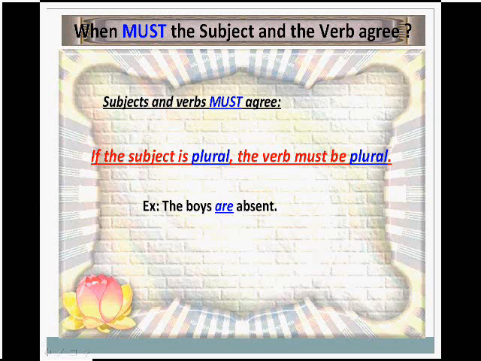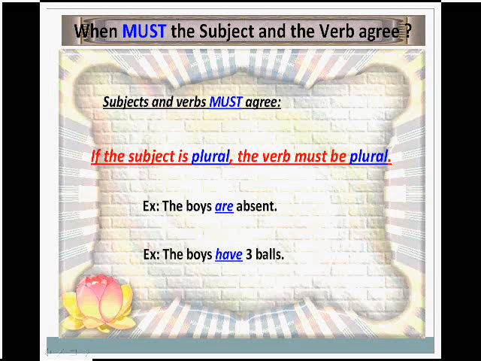The boys are absent. Okay, see now, I put S with the noun boys to tell you that I am talking about many boys. Okay, it's not one boy, it's more than one. So that's why when I put the verb to be here, I have to put are. So the boys are absent.